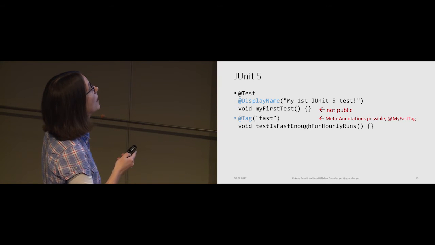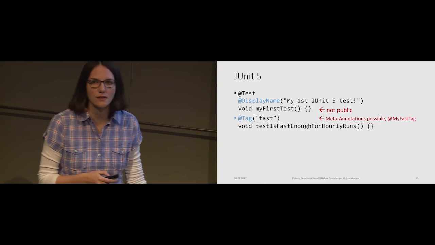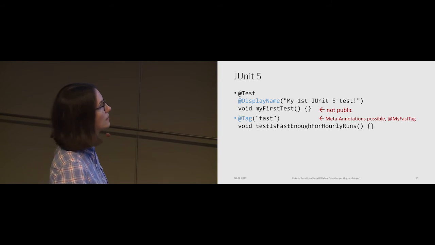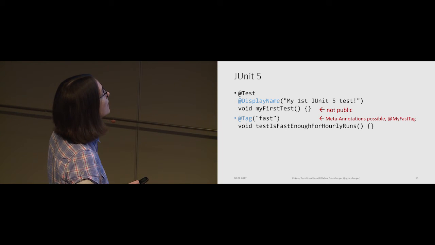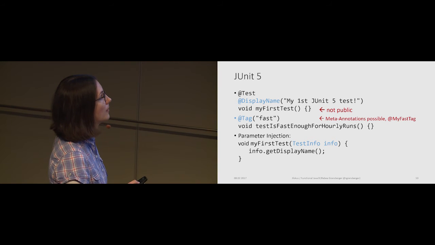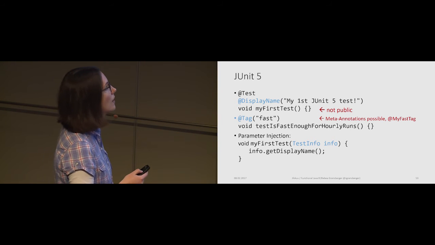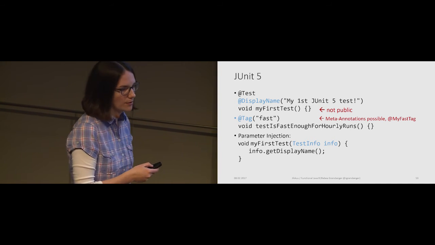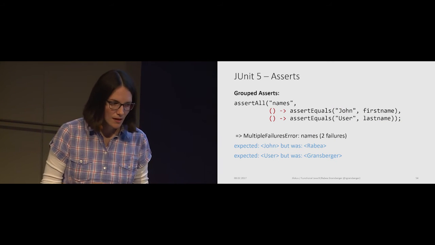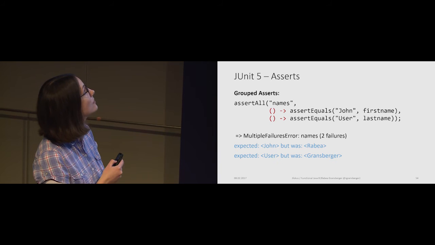Your tests don't have to be public anymore. You can tag them, so you can have fast tests, for example, which you want to execute in your continuous integration system, and you can have slow ones, which you only execute once at night. And you can actually filter for those then. You have parameter injection. For example, you can let JUnit inject a test info, which is always available, and then you can print out the display name, for example, if you annotated it yourself.